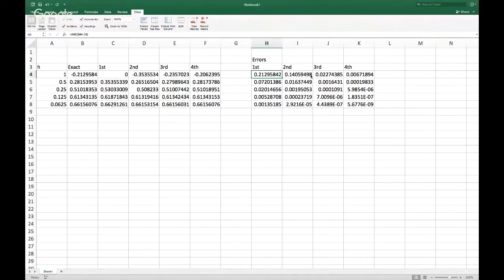Okay, so as the h gets smaller, our errors are getting smaller and smaller. But these first order errors are only reducing quadratically, order h squared. Our second order errors are reducing cubically, because they're order h to 3. Third order ones are reducing quartically, and the fourth order ones are quintically. So it's the power of h is one more than the order.